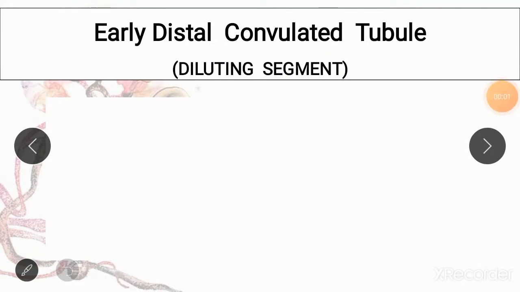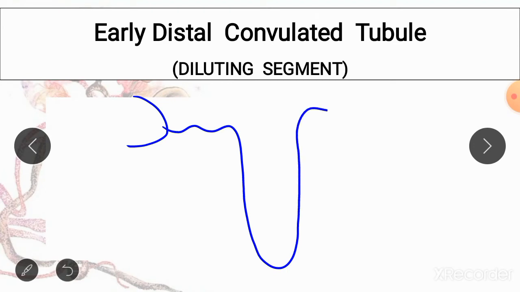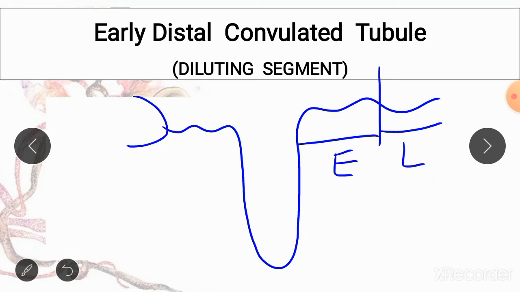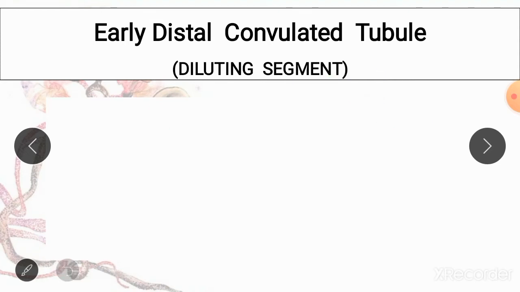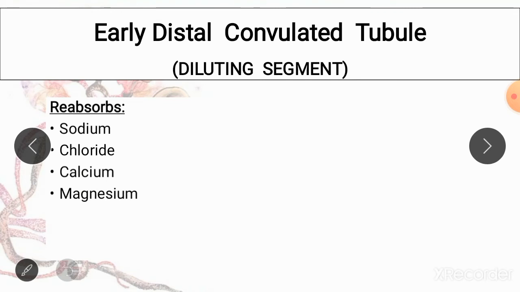Let us now move on to the next part of the nephron, which is the distal convoluted tubule. After the Bowman's capsule, proximal convoluted tubule and loop of Henle, we have the distal convoluted tubule. It is divided into two parts, the early part and the late distal convoluted tubule. The early distal convoluted tubule is also known as the diluting segment. Let us now discuss the early distal convoluted tubule. It is responsible for the reabsorption of sodium, chloride, calcium and magnesium.